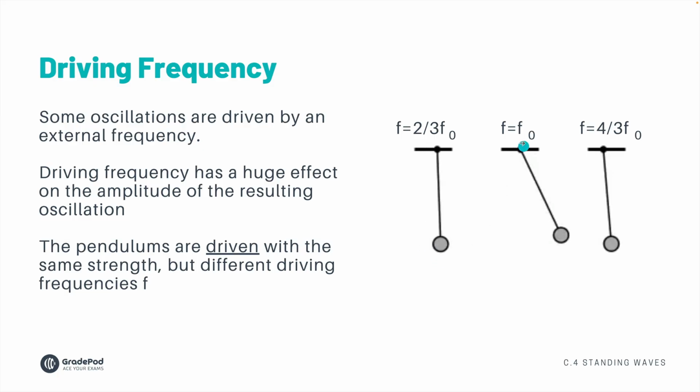Right? Let's go to the middle one. And remember we said that the natural frequency was 3 Hertz. Well, this system is being driven at the natural frequency. It's been driven at 3 Hertz. And look at the amplitude of oscillation here. It's very different to the one that's just been driven at 2/3 of it.